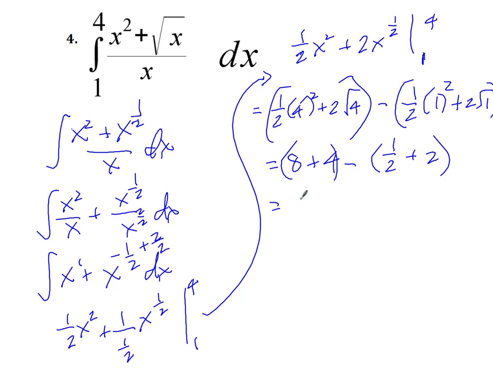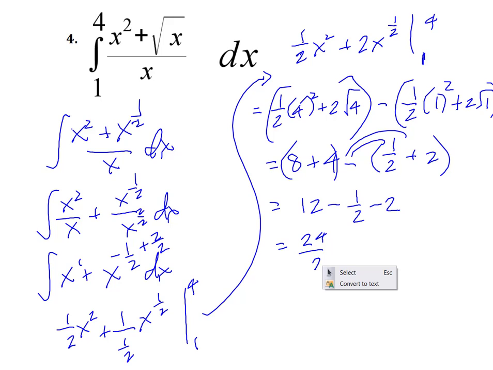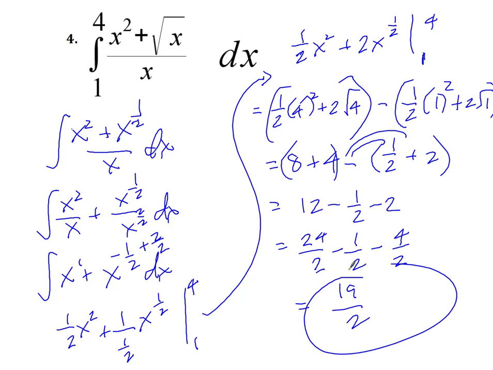So you end up with 12 minus 1/2. Distribute this negative, minus 2. Let's go ahead and get a common denominator of 2. So we get 24 over 2 minus 1/2 minus 4 halves, which will be 19 halves.